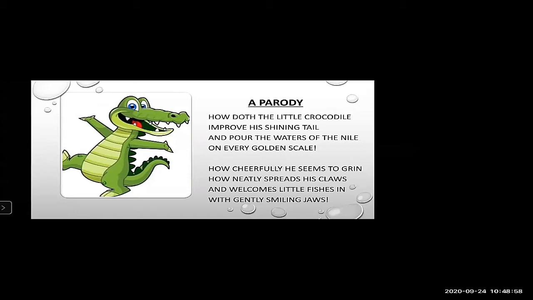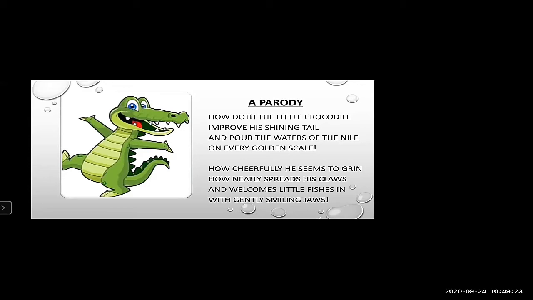How doth the little crocodile improve his shining tail and pour the waters of the Nile on every golden scale? How cheerfully he seems to grin, how neatly spreads his claws, and welcomes little fishes in with gently smiling jaws.